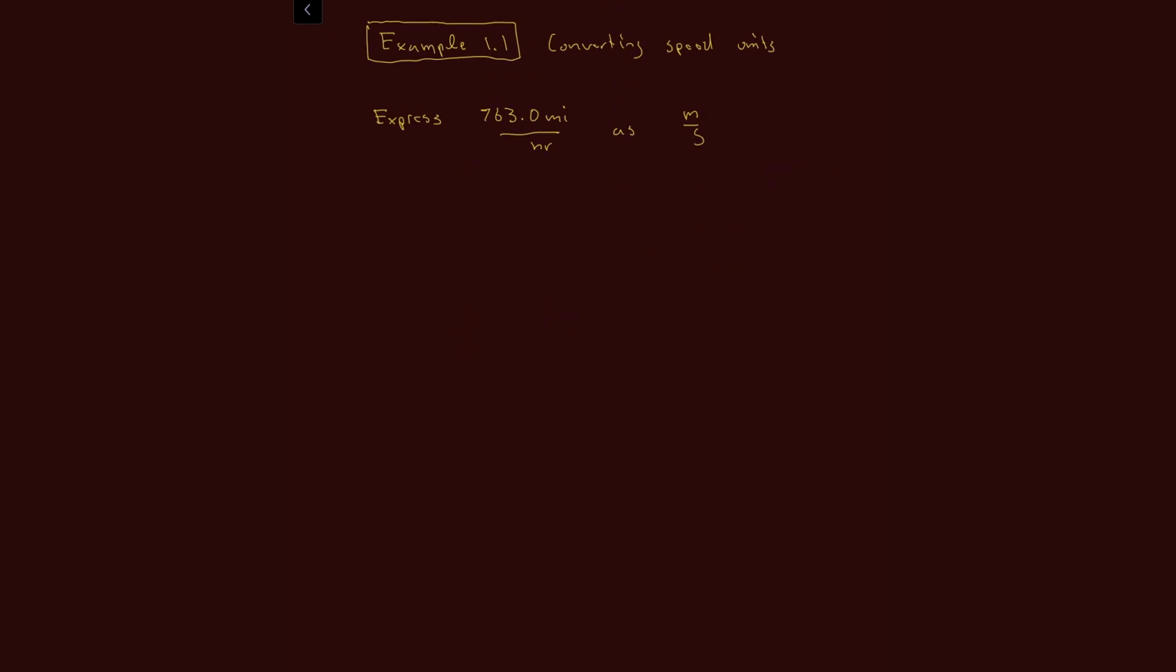Okay, so here we are in example 1.1, and the gist of the problem is to convert 763.0 miles per hour into meters per second. Now, the way that we would do this is through unit conversion, of course.